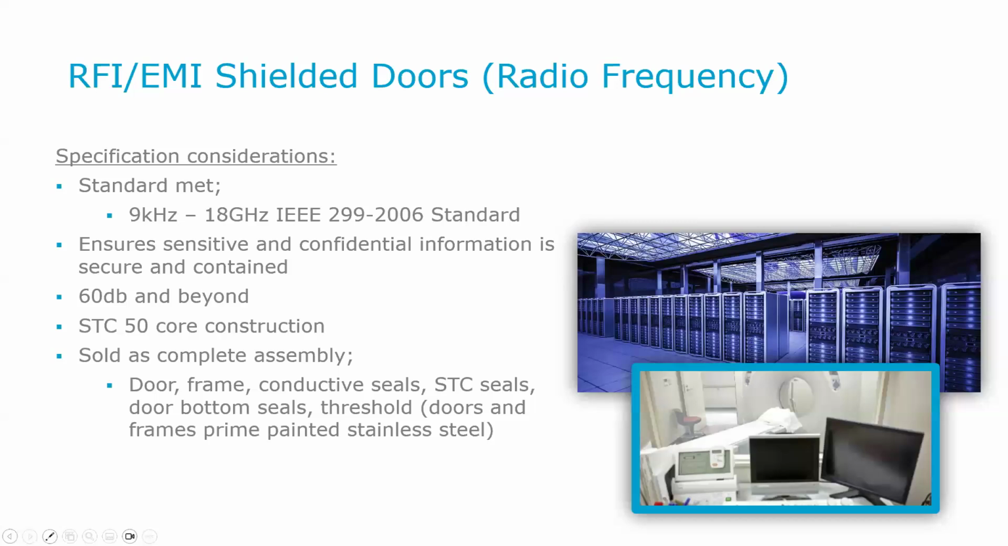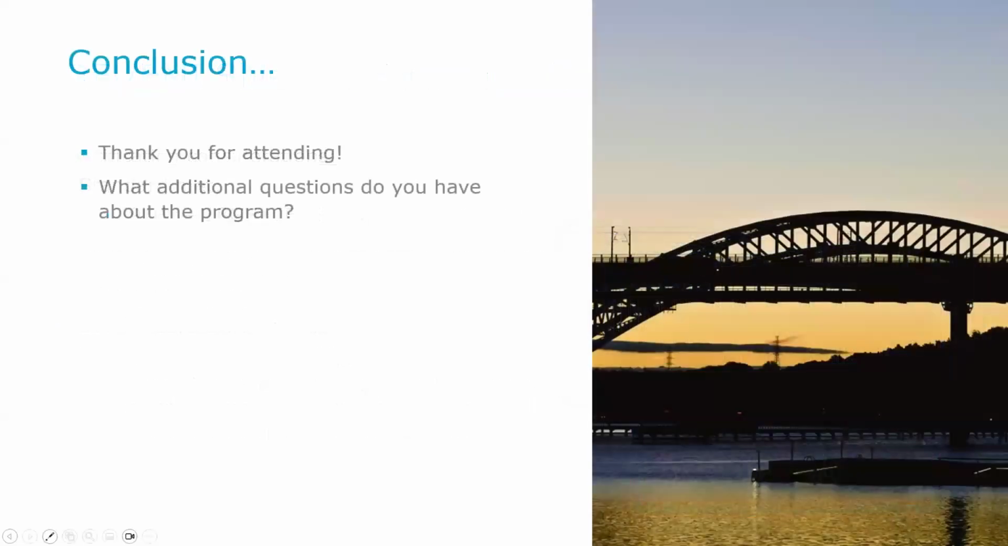This product is sold as a complete assembly. Again, your door, your frame, your seals, all of these items are sold as an assembly in order to reach the various specs that are needed. And I know this is a very high level overview of specialty, but we wanted to give you an idea of the different types of products out there.